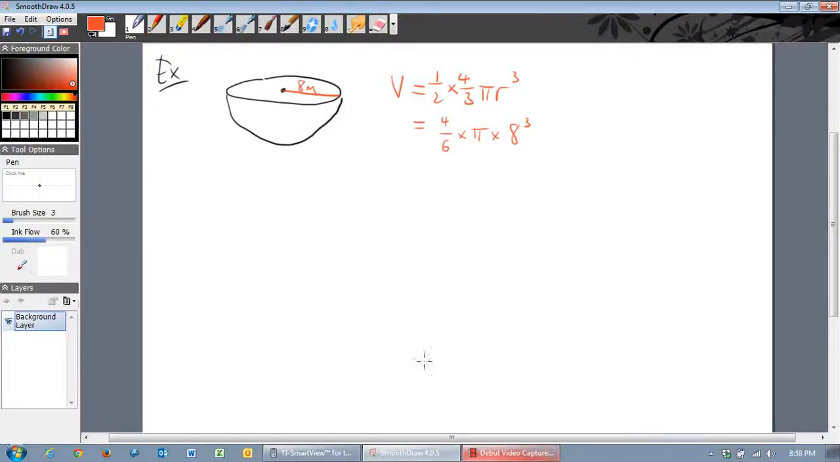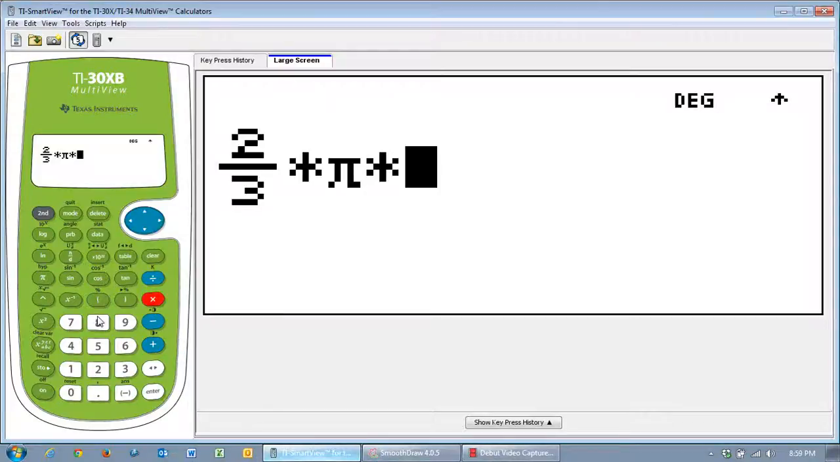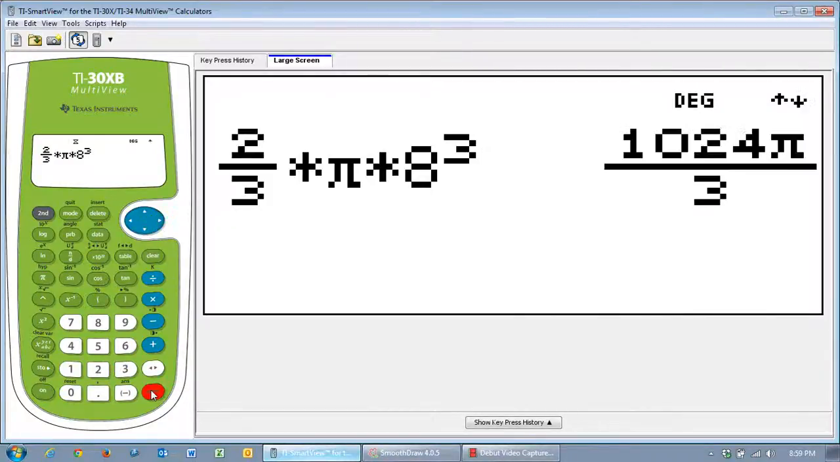Okay, into your calculator. 4/6 is 2/3, so I'm just going to simplify that already. So 2/3, put it into a fraction. Get out of the fraction, press right, times by pi, and then times by 8 cubed. Now how do you do cubed? It's this little exponent button here that gives you a power, 8 to the power 3. I always press right to get out of that.